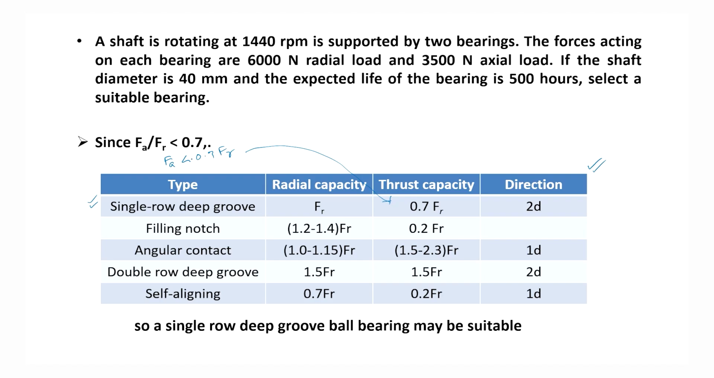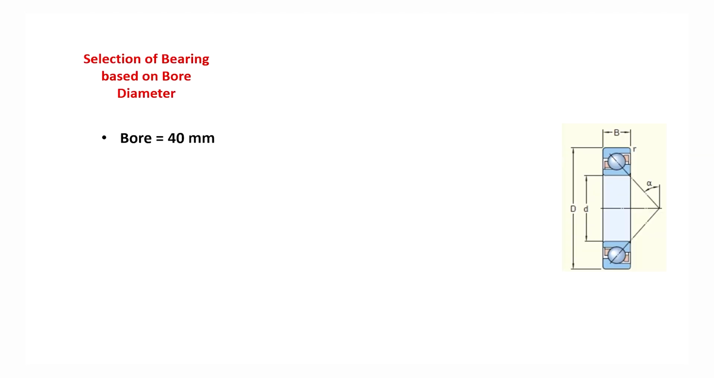Now, if it is more than 0.7, it means the thrust load component is appreciable compared to the radial load component. And so, either we will go for a double row deep groove ball bearing, or some other bearing. So, here a single row deep groove ball bearing is suitable and it is selected.